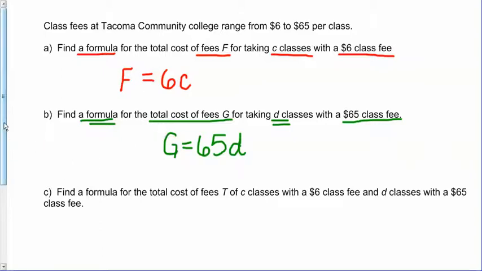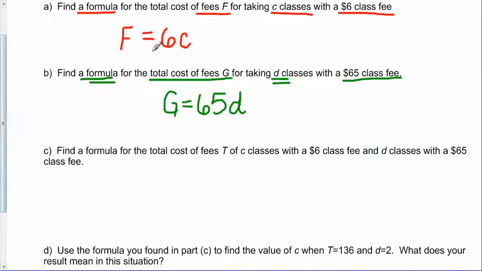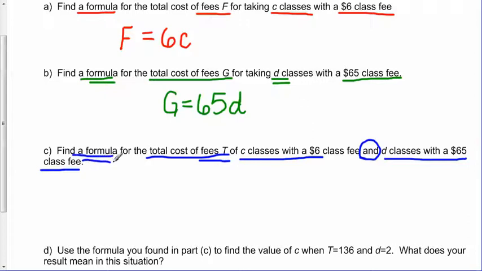Now this last one is going to crank it up just a little bit more. Let's read this problem carefully. We're going to find a formula for the total cost of fees. And again, we're giving it another variable name now. This time we're going to call it T. And we're going back to the idea of C classes with a $6 fee and D classes with a $65 class fee. So we're basically going to be putting this information together. We're still finding a formula, so we're finding an equation. What's the equation going to tell us? It's going to tell us the total cost of fees, and that's my T right here.